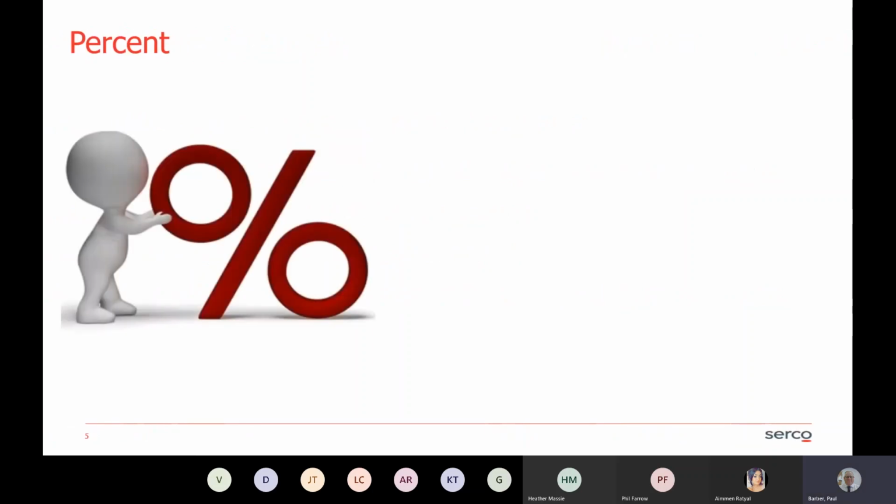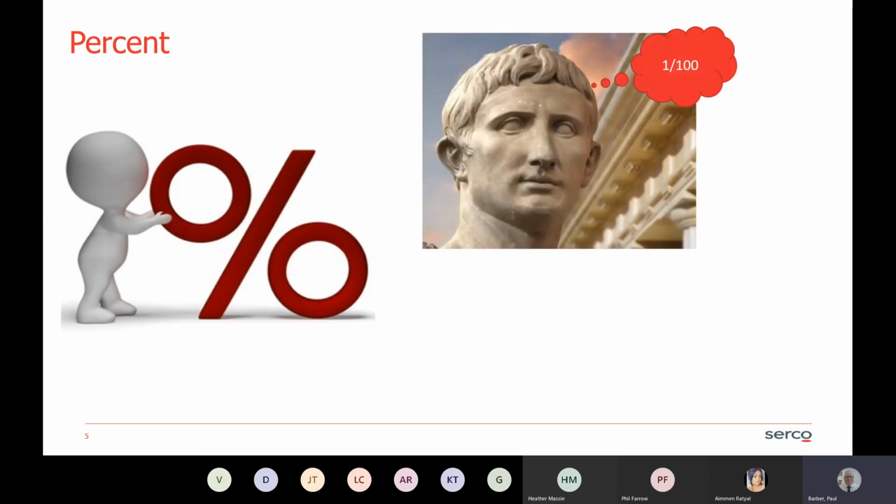So I said percentages are everywhere. If you go to the shops, which we can't do at the moment, but if you go to some shops, they'll say 20% off, or VAT is, I don't know, 20%, and we pay a percentage in tax, and we have sales and all those kinds of things. So percentages are all around us. They've been around for a long time.